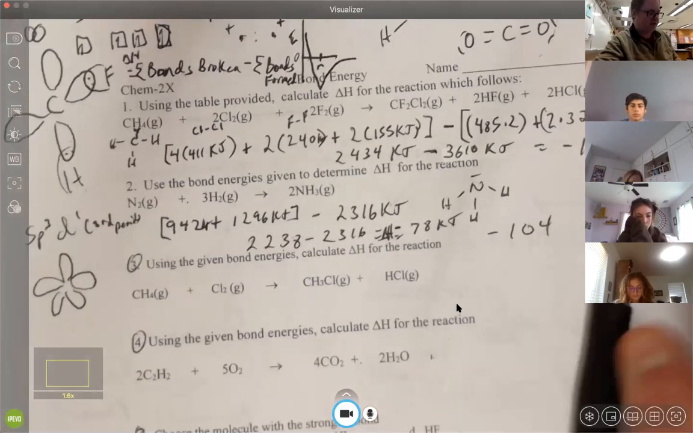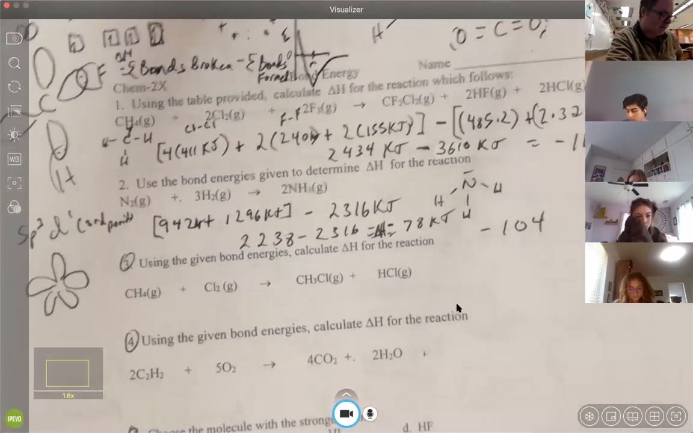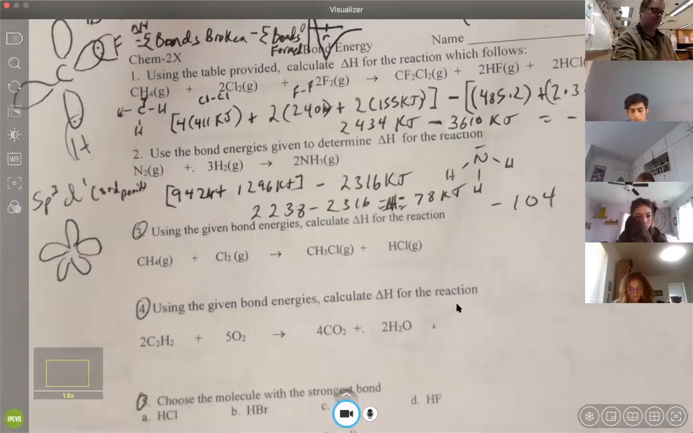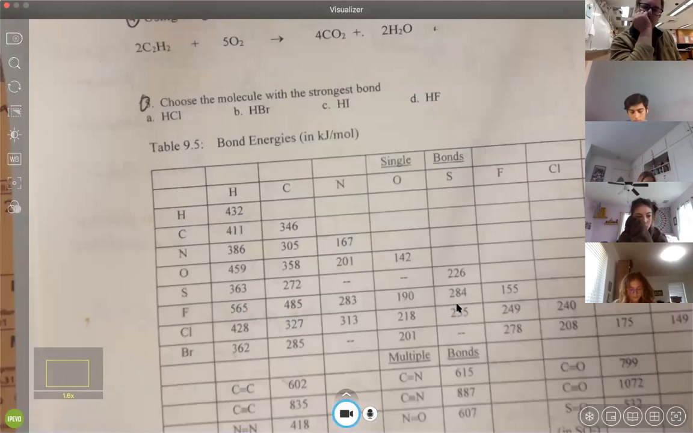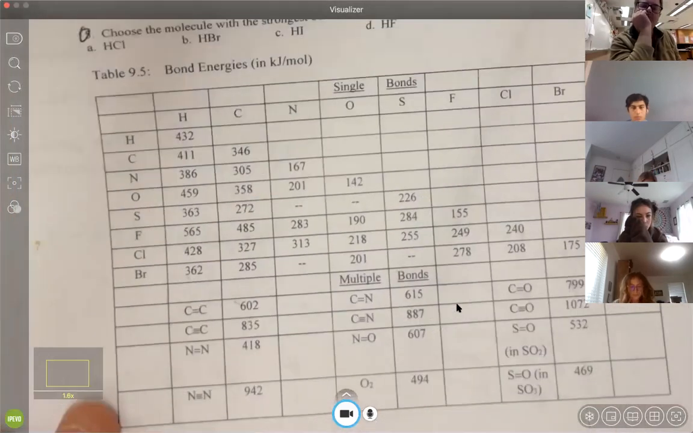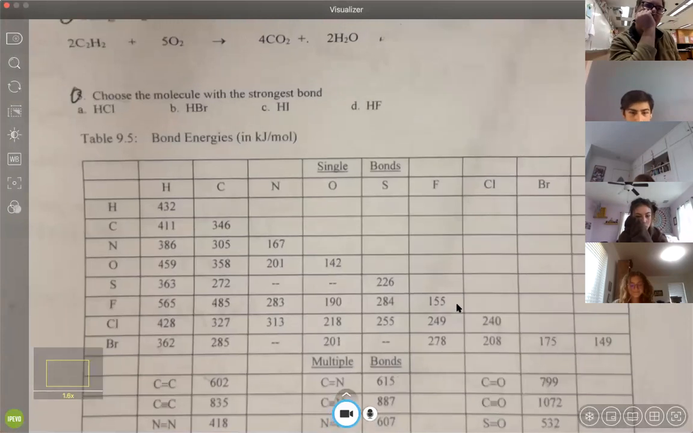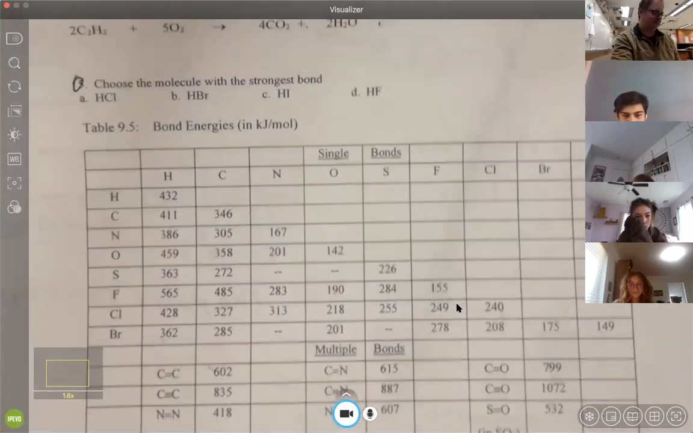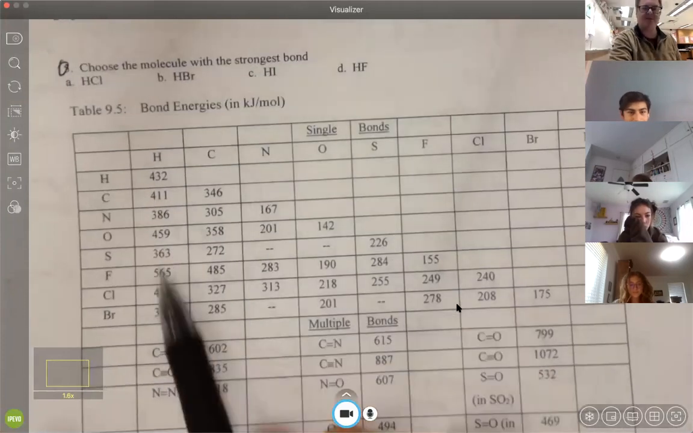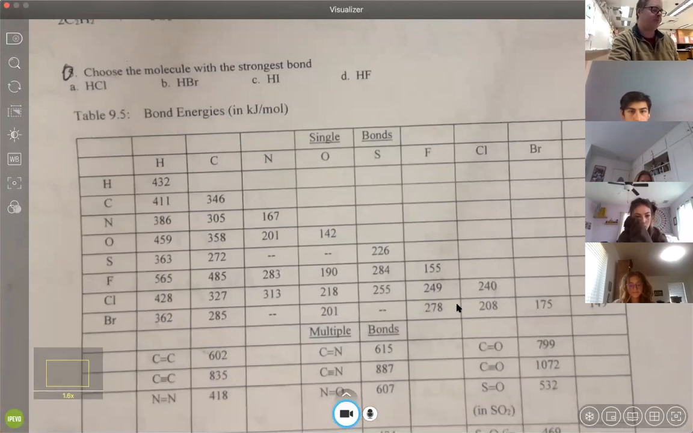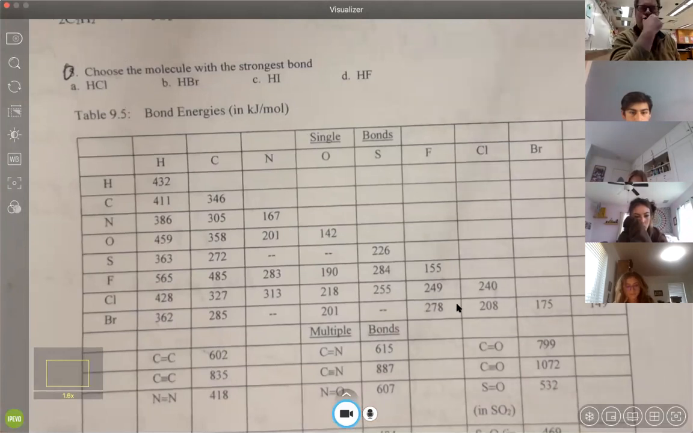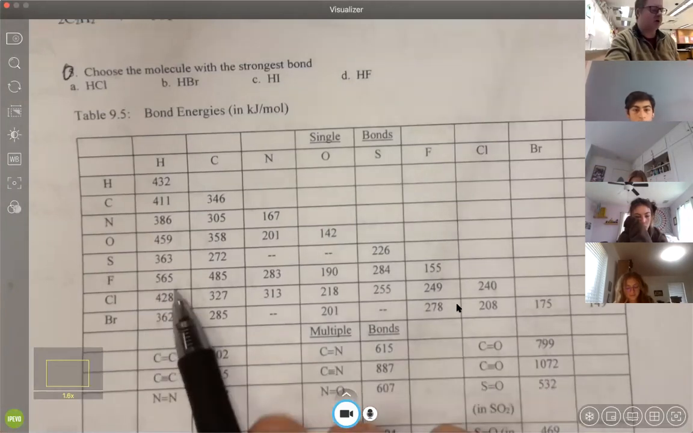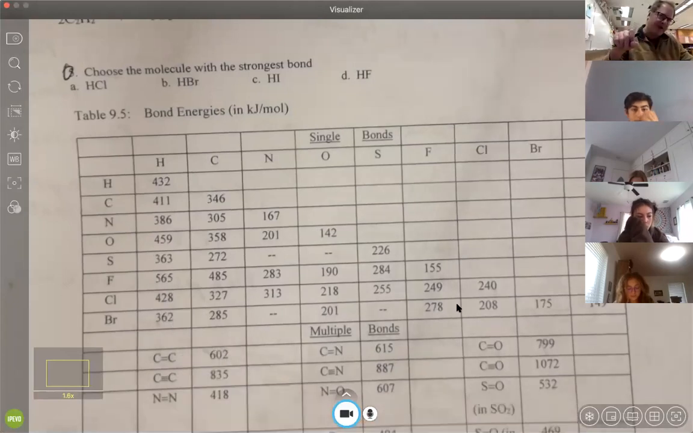This one, does anybody look down there real quick and see which one has the highest, strongest bond? Hudson? You're looking for the bond energy that's the highest. Hydrochloric, hydrobromic, hydroiodic, or hydrofluoric? Is it hydrofluoric? Yes. So it has the biggest number, so it would have the strongest. It would take the most energy to break that bond, right?